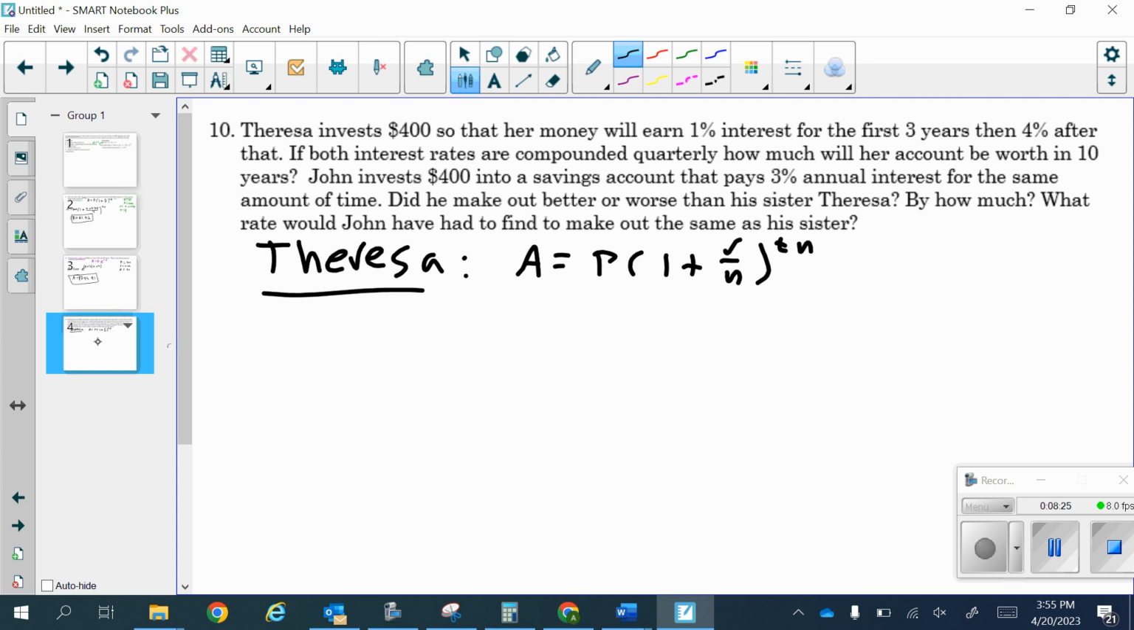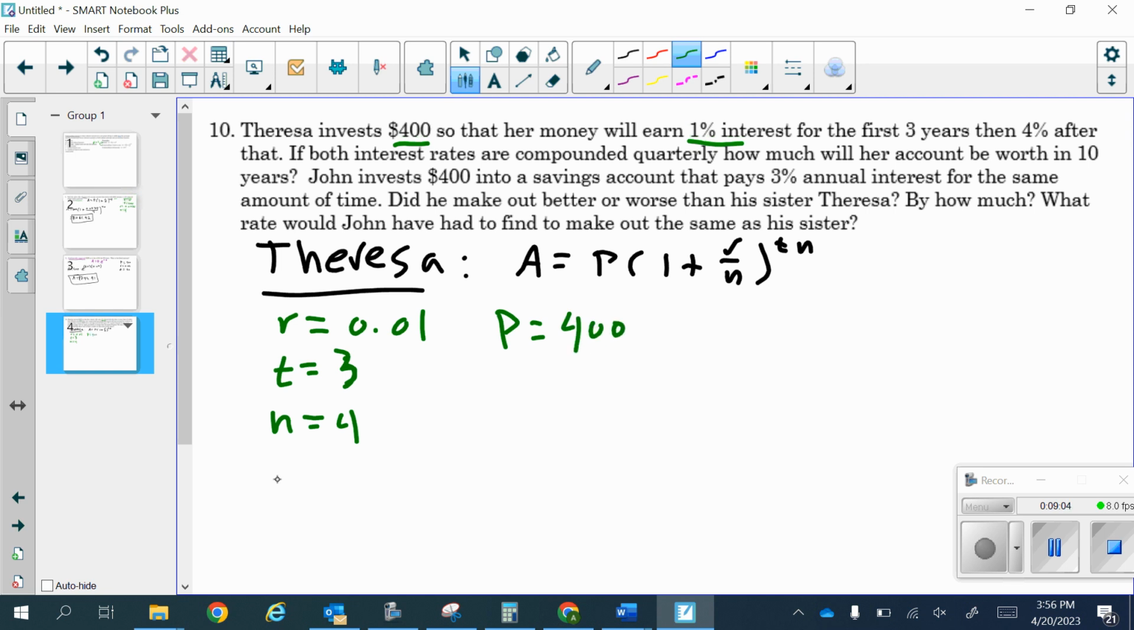I'm going to do it for the first 3 years, and then whatever I get there, that money is going to be compounded at 4% for the next 7 years. So before I can figure out her total amount, I need to figure out, well, how much money does she have in her account after 3 years? So after 3 years, I know that her interest rate in the first 3 years is 1%, so R is 0.01. It is for 3 years, so T is 3, and it is compounded quarterly, so N is 4. And then her initial deposit is $400, her principal amount.